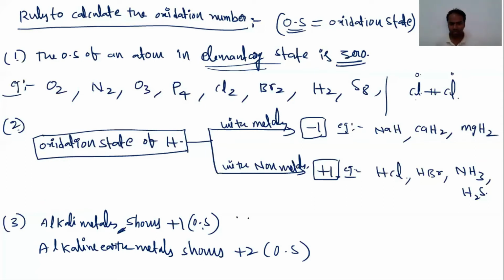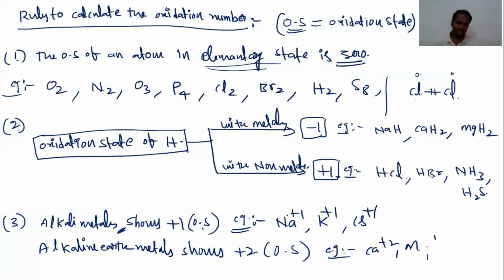Here take some examples. Sodium, so what is the charge? +1. Potassium +1. Cesium +1. Here examples: calcium +2, magnesium +2. Because alkali metals, by loss of one electron, complete the octet configuration. They get the noble gas configuration. That's why they can show the +1. Whereas alkaline earth metals, by loss of 2 electrons, get the stable configuration. So this is the third rule.